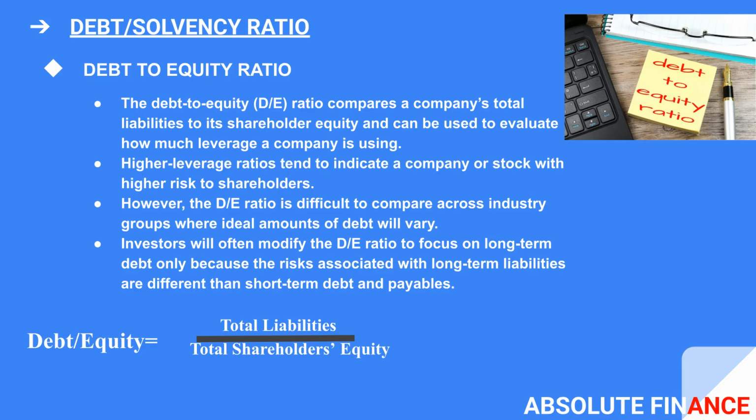For debt or solvency ratios, we consider the debt-to-equity, DE ratio. This ratio compares total liabilities to shareholder equity to evaluate company leverage. Higher ratios suggest higher risk to shareholders. The formula is total liabilities divided by total shareholders' equity.